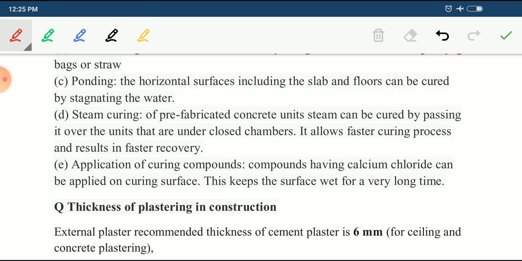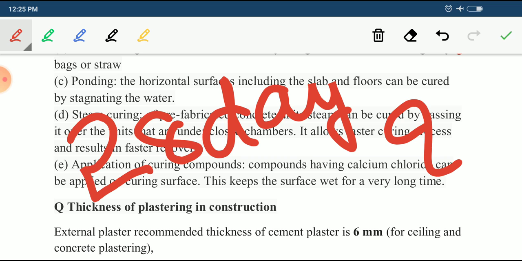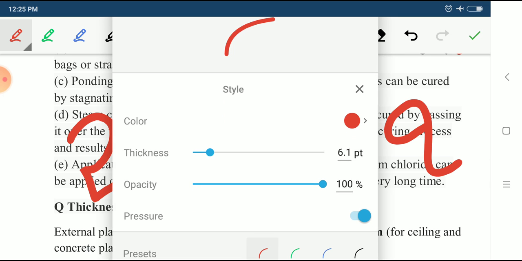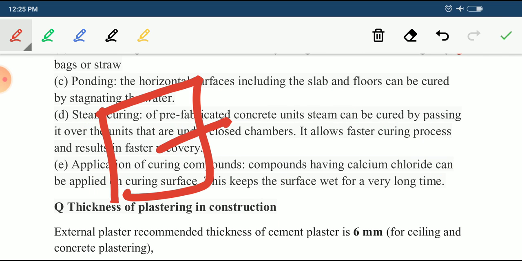One more thing you have to remember. Usually curing is to be done for 28 days. What is the reason? Whenever you see it, they will say 28 days of curing is to be done for the concrete. The reason is that complete hydration of cement in concrete happens over 28 days.